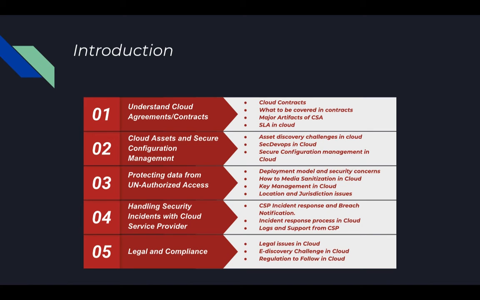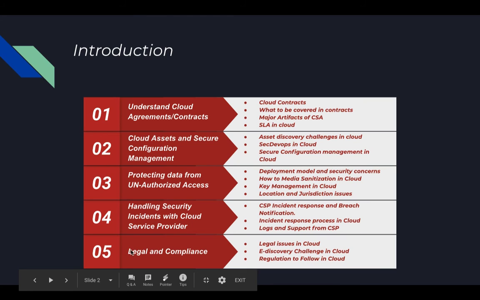Handling incidents in the cloud is section 4, where we'll check what should be there in a good incident response plan. How will you check, in case a breach happens, for the CSP, the cloud service provider or cloud vendor, what is their breach notification? Who will notify the law agencies first in case some breach happens? So that is covered over here. Then the incident response process in cloud, and in case there is some legal hold or legal requirement, who will give the logs? What kind of support do you get from the CSP? So all those things are covered in section 4.